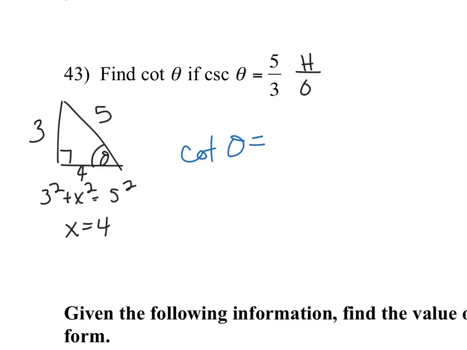Cotangent is the reciprocal of tangent, so that's adjacent over opposite. So this is the opposite, this is the adjacent, so I do 4 over 3.